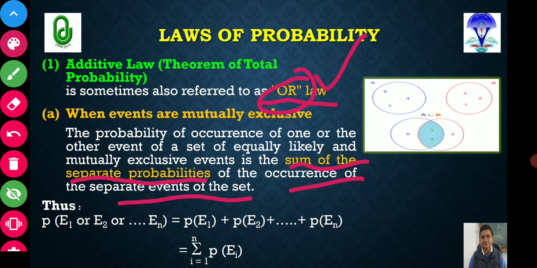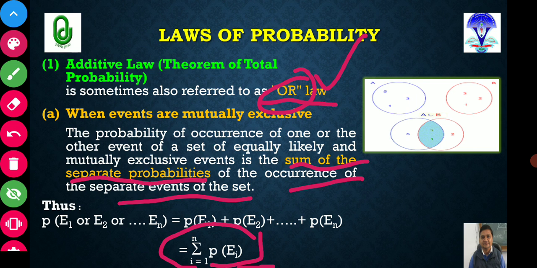Mathematically you can understand it by this formula: P, that is the probability of occurrence of E1 or E2 or En. What will be the probability of occurrence of E1 or E2 or En? It will be equal to the probability of occurrence of E1 plus the probability of occurrence of E2 plus and so on up to the probability of En. In a nutshell, you can say that it is the summation of the probability of occurrence of each event, that is event i, where i can vary from 1 to n.